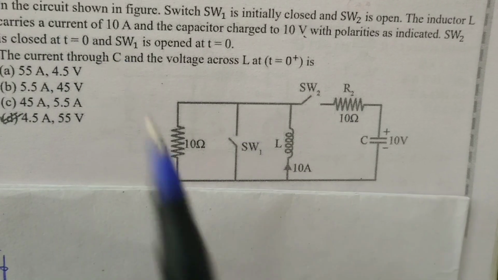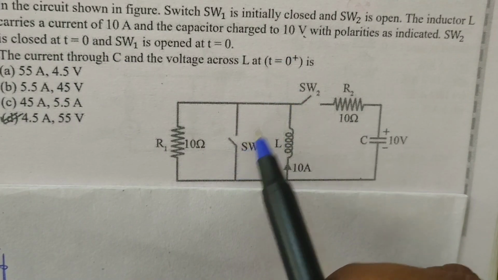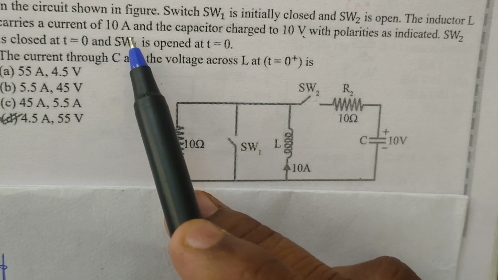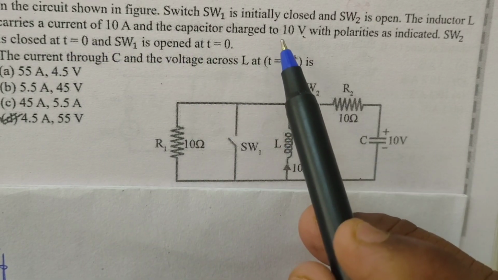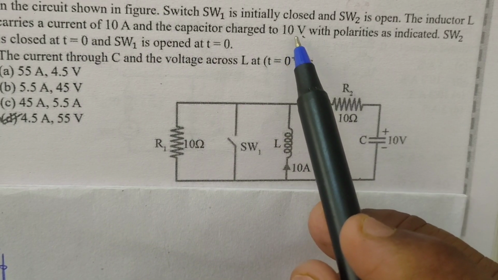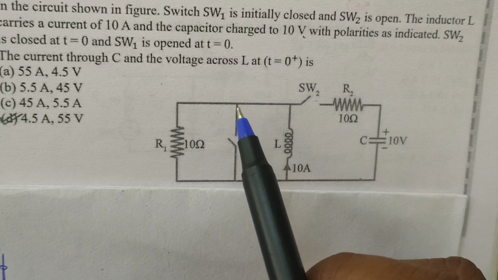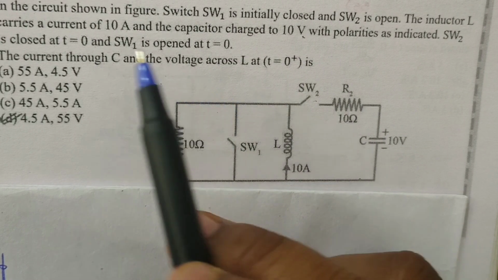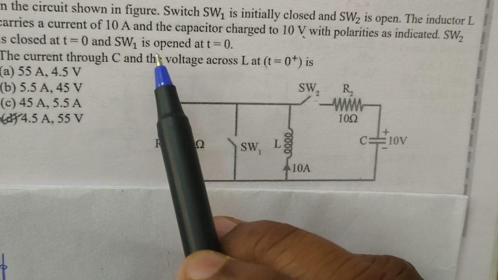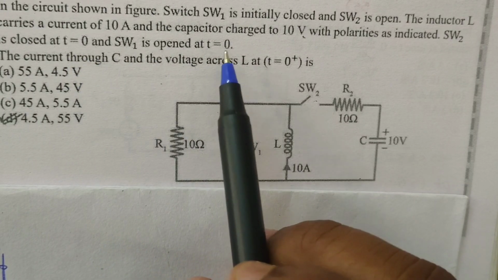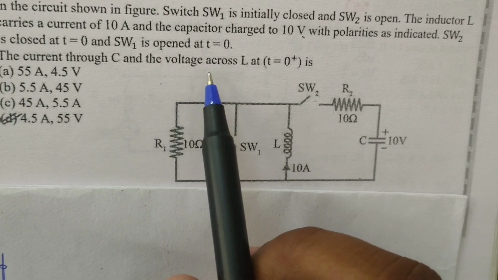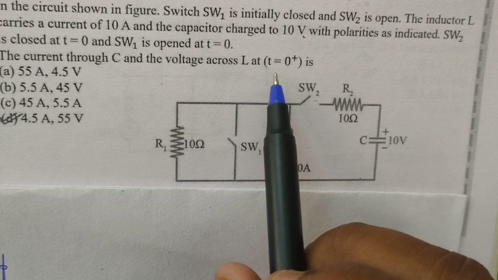In this question, switch 1 is initially closed and switch 2 is open. The inductor carries a current of 10 amperes and the capacitor is initially charged to a voltage of 10 volts, with the polarities shown. Switch 2 is closed at t equals 0 and switch 1 is opened at t equals 0. He is asking to find the current through the capacitor and the voltage across the inductor.